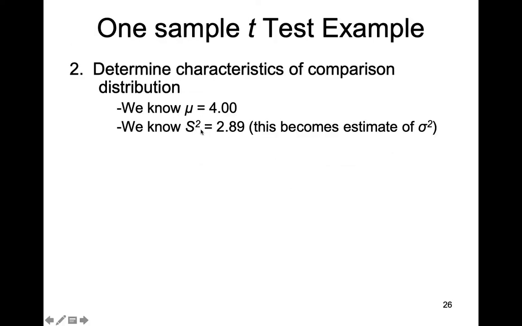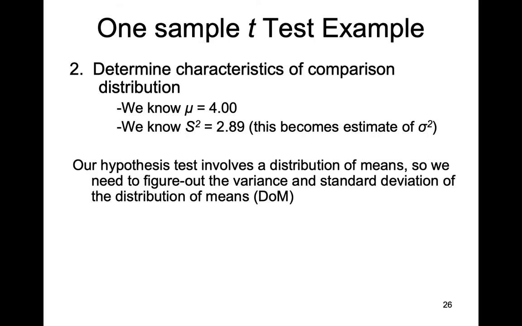So now that we know S squared, this becomes our estimate of sigma squared. And then we can come up with the characteristics of our comparison distribution. Our hypothesis test involves a distribution of means, so we need to figure out the variance and the standard deviation of the distribution of means. This is exactly the same as a z-test.